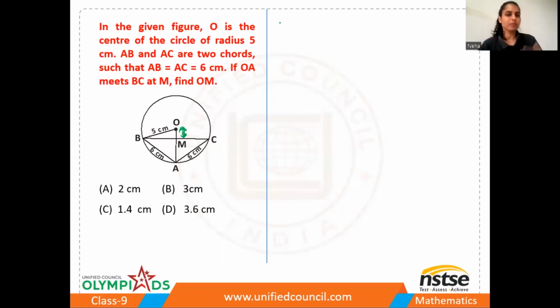So we have to find the length of OM. Let's suppose that OM is equal to X centimeters. This is basically an unknown quantity. Now, what about MA, student? Because OA is the radius of the circle, which is 5 centimeters. So if I talk about MA, then MA is 5 minus X.